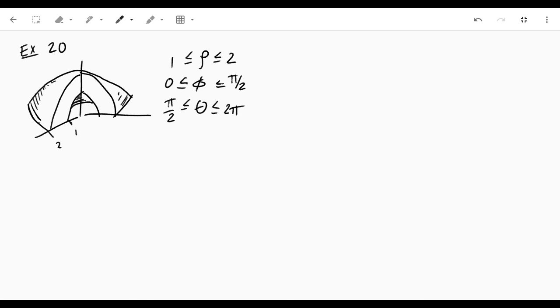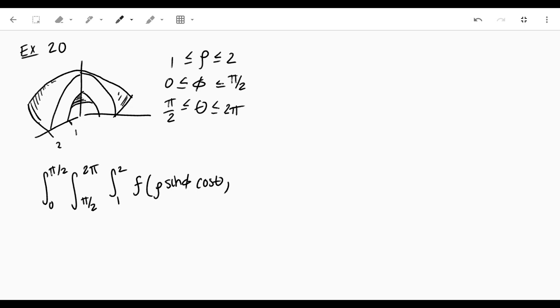So our integral then, does it just say the volume, or some arbitrary function? It says arbitrary function, so we would have that arbitrary function here. I'm going to go to the next line just so I have enough room. So 0 to pi over 2 for phi, pi over 2 to 2 pi for theta, 1 to 2 for rho. Again, it doesn't matter what order you write those in as long as you're consistent on the back end. Function in terms of x, so that would be rho sine phi cosine theta.